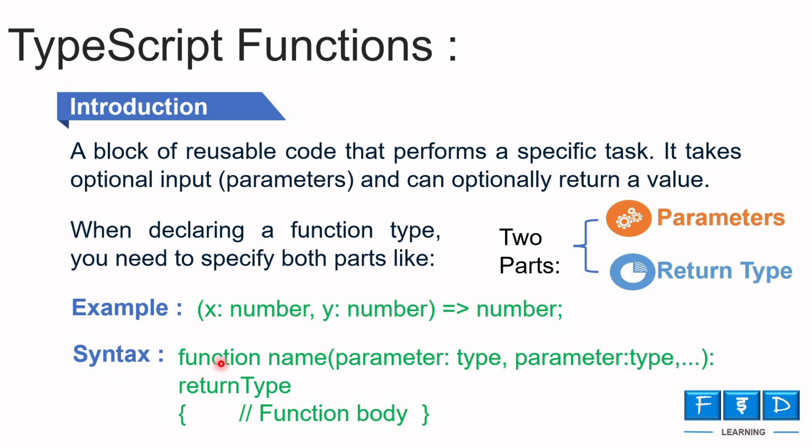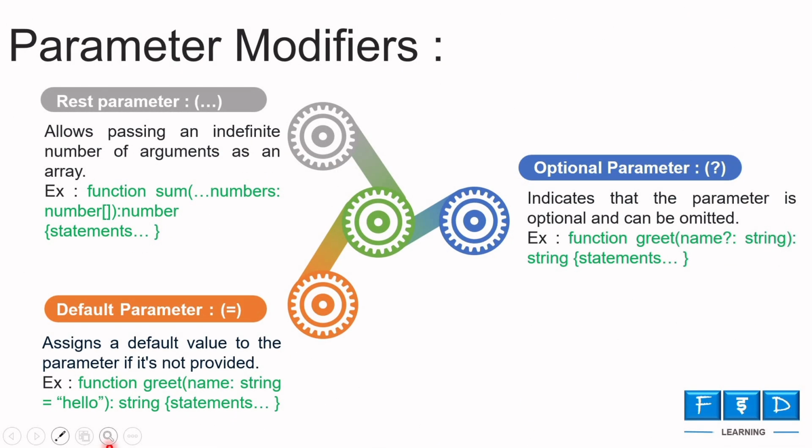So the syntax is function followed by function name and followed by parentheses, and inside the parentheses we can pass the parameter along with data type, and then we can provide the return type of that function and then the function body. Next, we will see the function parameter modifiers.